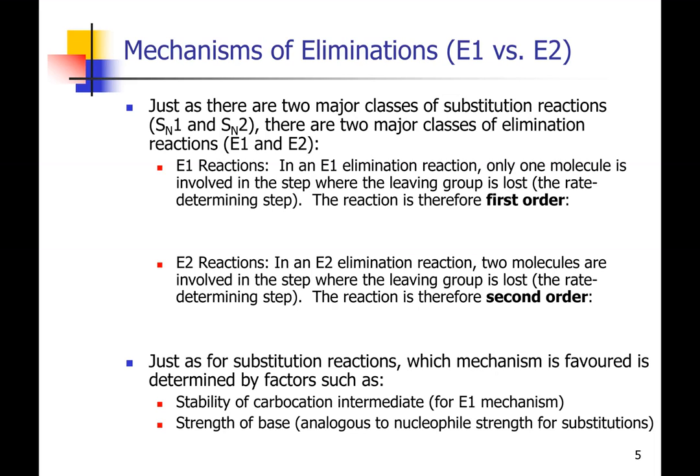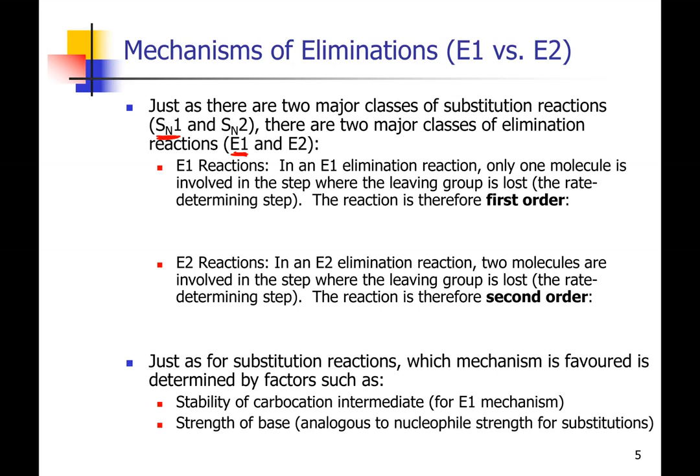You'll notice that the terminology for elimination reactions mirrors the terminology that we used for substitution reactions. The elimination reaction that went by way of a carbocation intermediate, in which the leaving group left first, so there was only one molecule involved in the step in which the leaving group leaves, is called E1. E for elimination, 1 for one molecule in the rate determining step. And so it, therefore, is a first order reaction, just as the SN1 is a first order reaction.